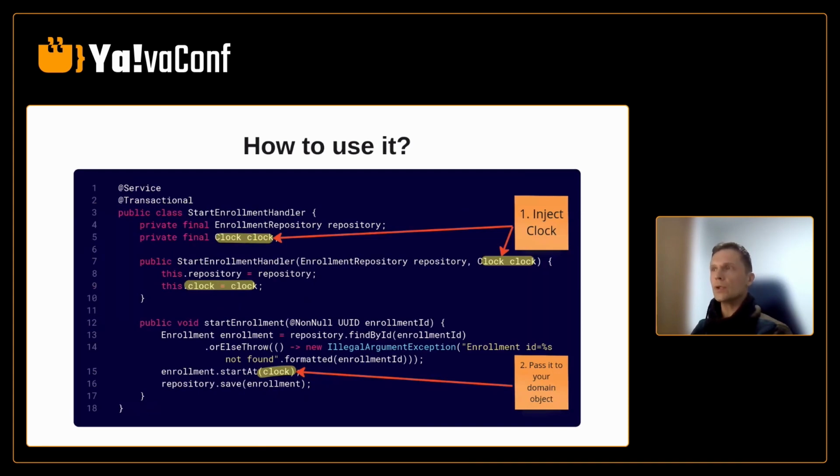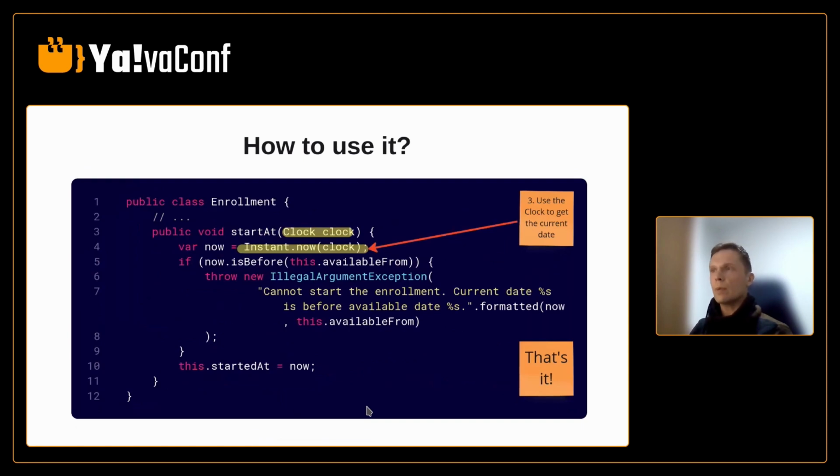Now, how will we use this clock? We will just inject it. So if we have a service or a handler, we inject our clock like another Spring dependency. And then after we find our enrollment somewhere from the repository, and we would like to start this enrollment, we will pass it a clock. That's it, nothing else. This is the whole point in the production code. Very simple, very easy way of doing this. And this is a reminder: inside, we just pass this clock, and this clock over here is essentially a Spring Bean.